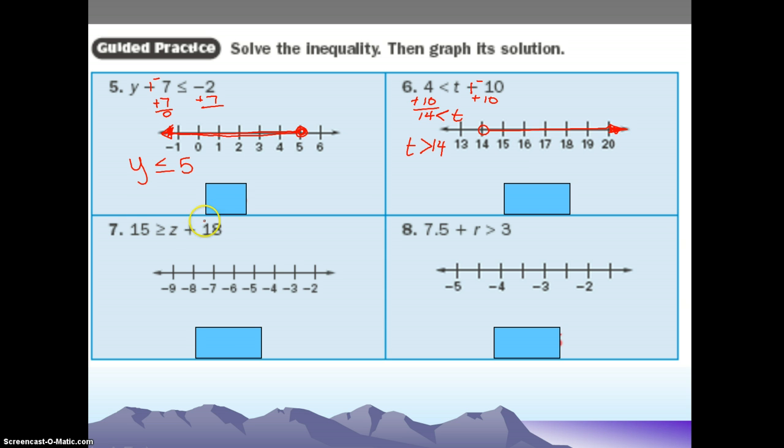Number 7, z plus 18 is the side we want to clear. So we add -18 or subtract. This is -3 is greater than or equal to z. -3 we put a dot and it's closed. Z is less than -3. We're going left.